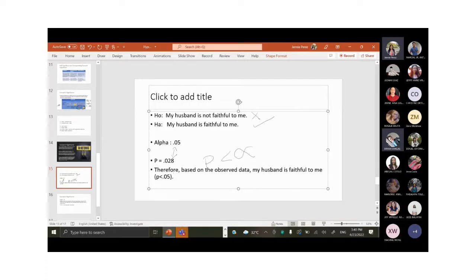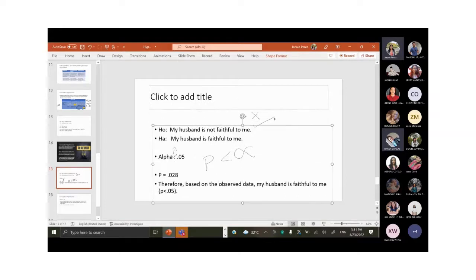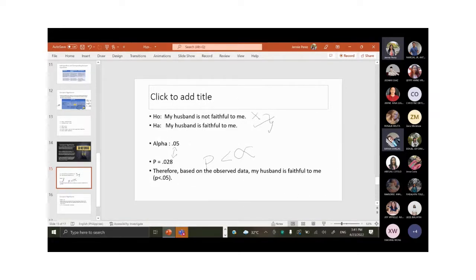Yan siya. Sa practical example, that is how you do hypothesis testing. Okay? So, first, ano yung unang gagawin mo? You state the null hypothesis. State the hypothesis, the null and the alternative. You set your alpha, then conduct the statistical test, and make decisions based on your p-value.